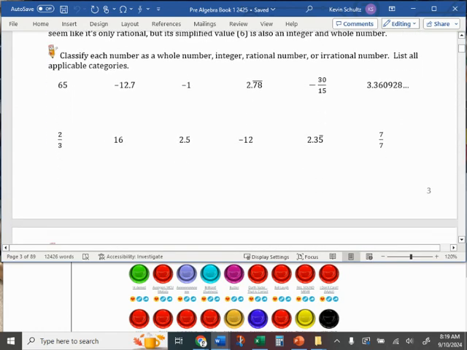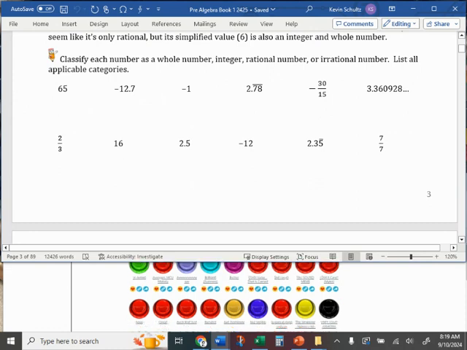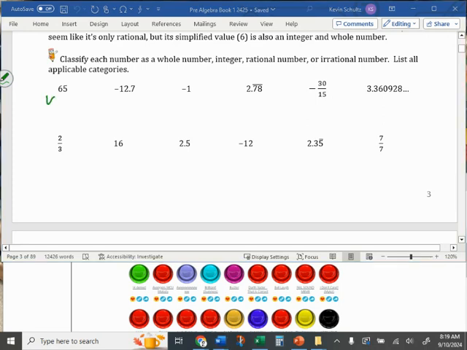So, your job says classify each number as a whole number, integer, rational, or irrational, and then list all applicable categories. 65. Give me a category that 65 falls under. Yes. It is a whole number. Why? Because it's a positive and it's not a decimal. Right. Any other categories that it fits under? Connor. Integer? It's an integer. Right?